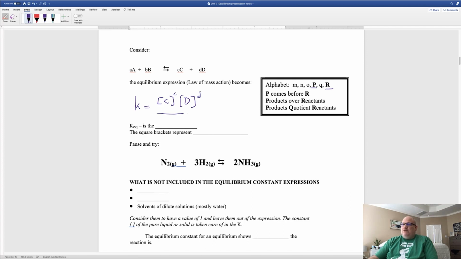Same thing over here. On the bottom, we're going to write A raised to the a, B raised to the b. The K equilibrium, this right here, is the equilibrium constant. I'm having trouble writing, so I'm going to stop writing here. And the square brackets represent molar concentration.